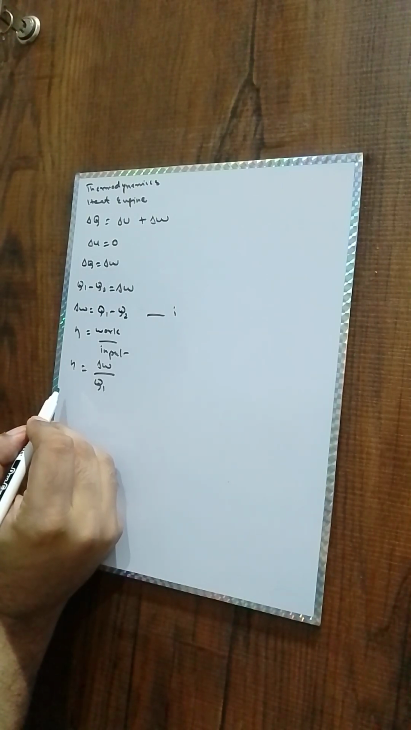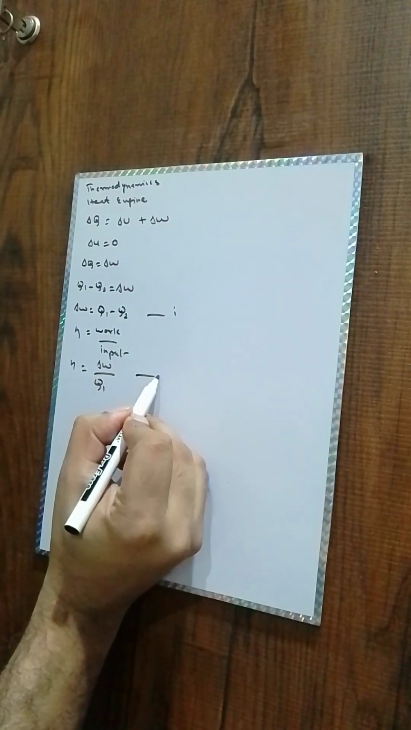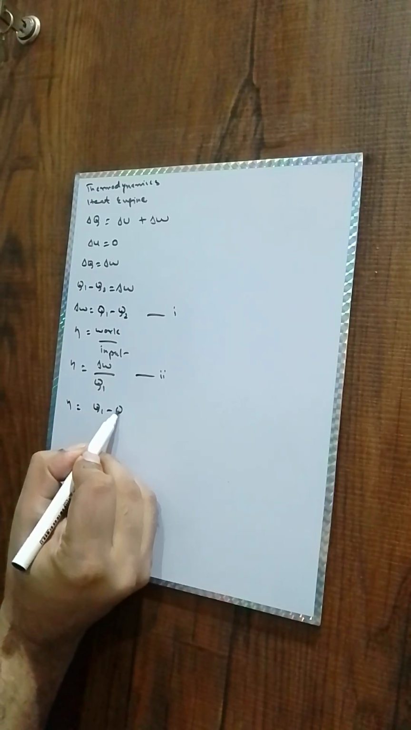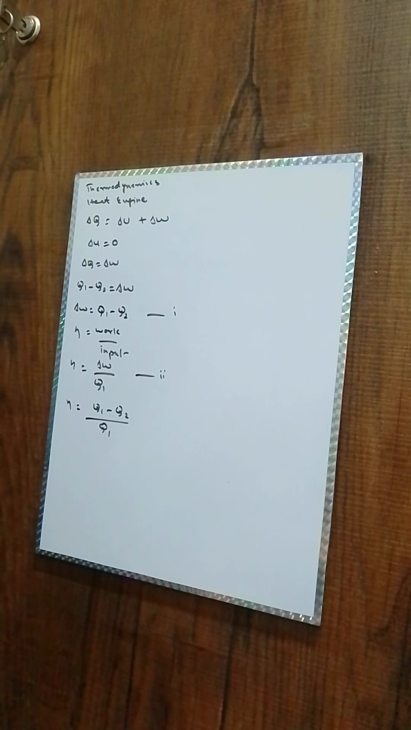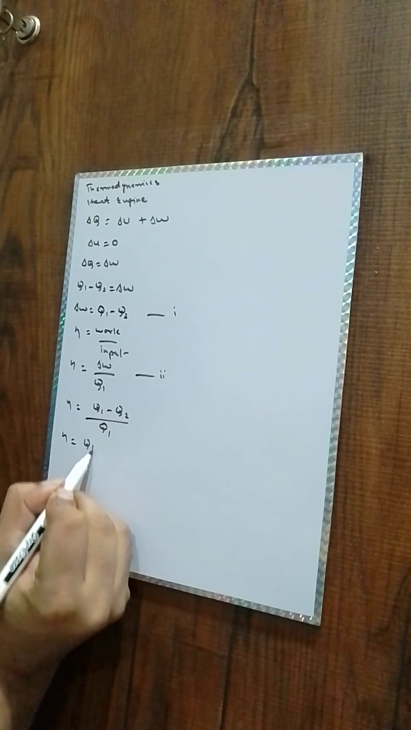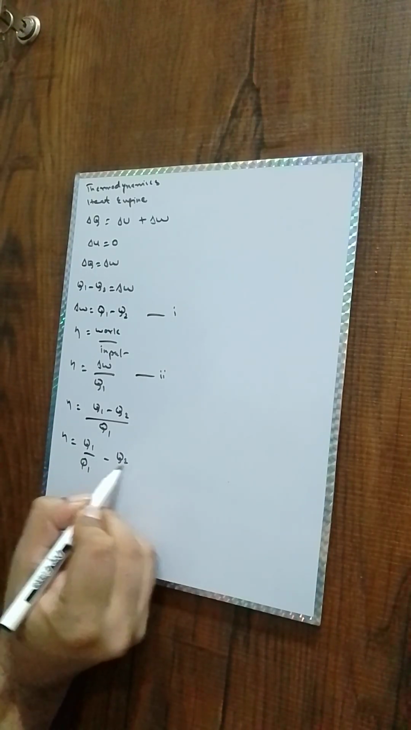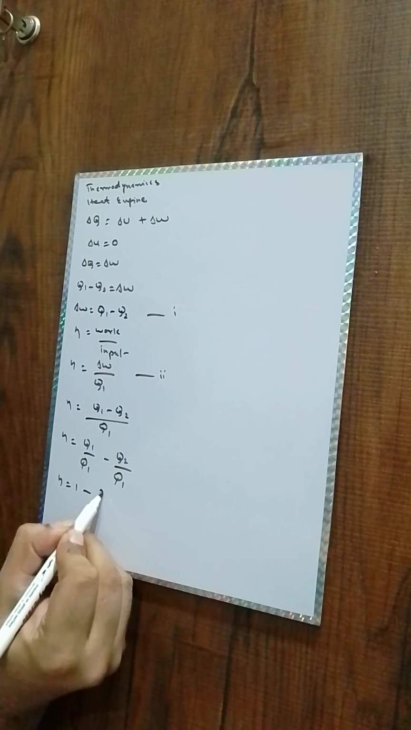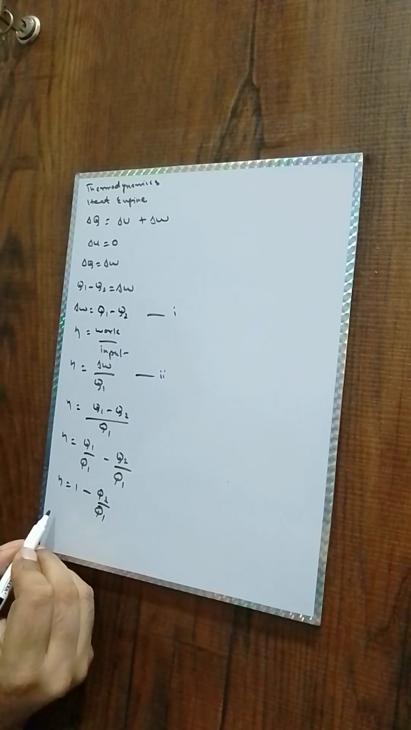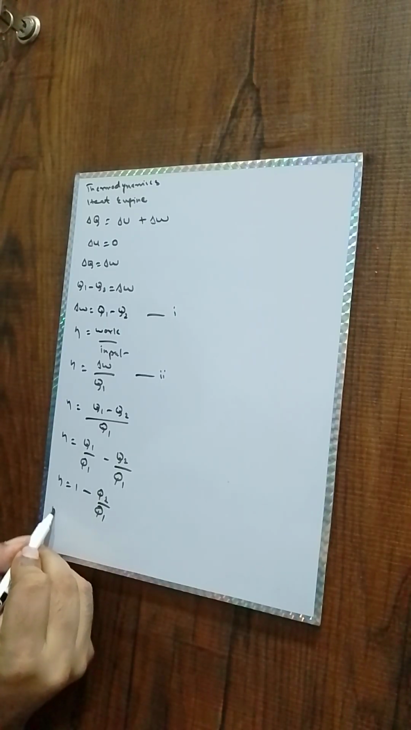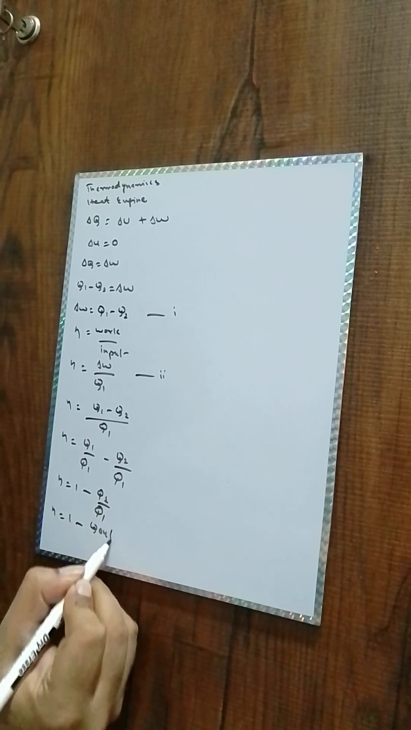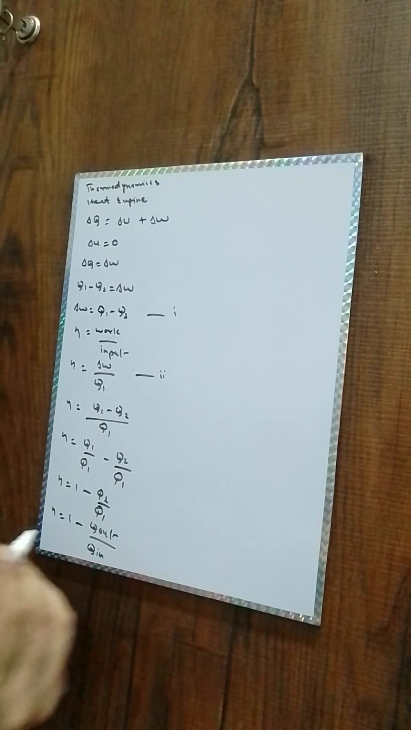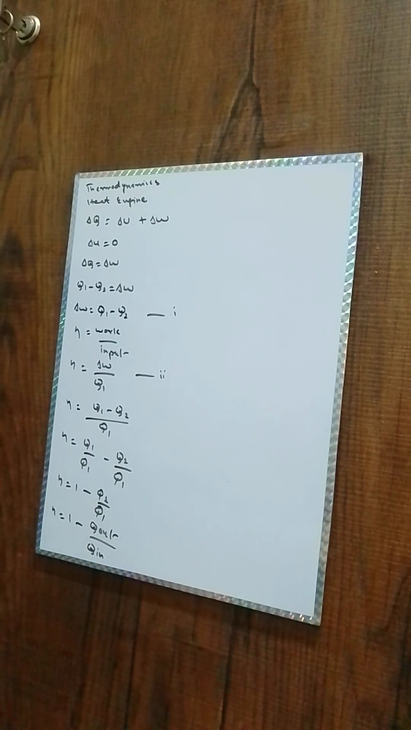Qn, now we make the substitution from 1 in 2. So eta, efficiency, is equal to Q1 minus Q2 by Q1. Yes, so eta is Q1 by Q1 minus Q2 by Q1, which means eta is equal to 1 minus Q2 by Q1, or eta is equal to 1 minus Q out, heat rejected to the surrounding, by Q in. Okay.